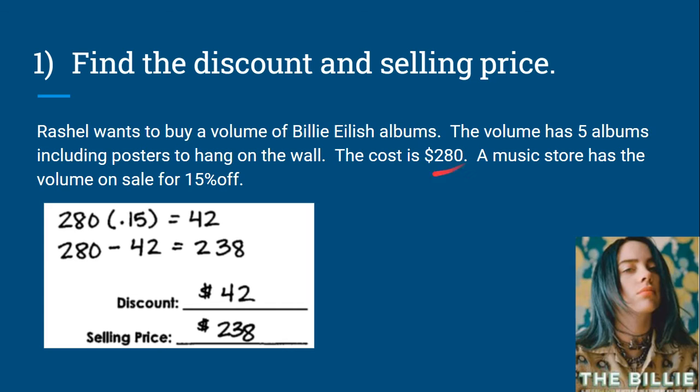The original cost is $280. So we have 280 written right here, and we're going to multiply it by decimal 15 because we're trying to figure out how much is the discount. How much money will we save? So that 15% off simply means you save 15 cents for every dollar. So when you do the math on this, you get $42. So the discount is $42.